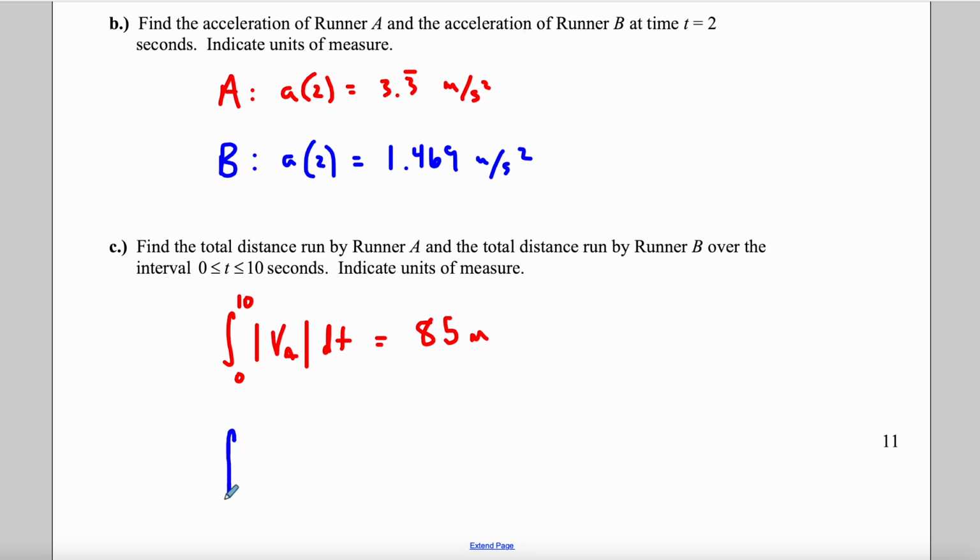For runner B, I'm going to use the function, so we're going to go 0 to 10. And we want the absolute value of the function, 24t over 2t plus 3, dt. And if I math 8 that one, I think I end up with a number very, very close, and that ends up becoming about 83.336. Again, that's in meters.